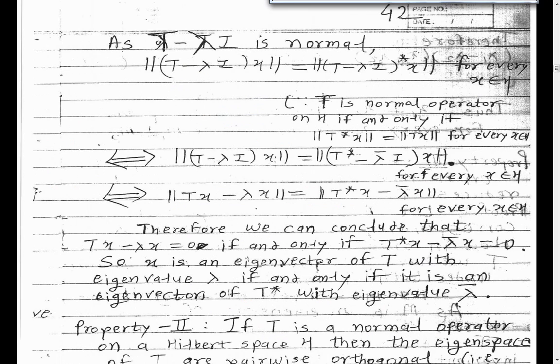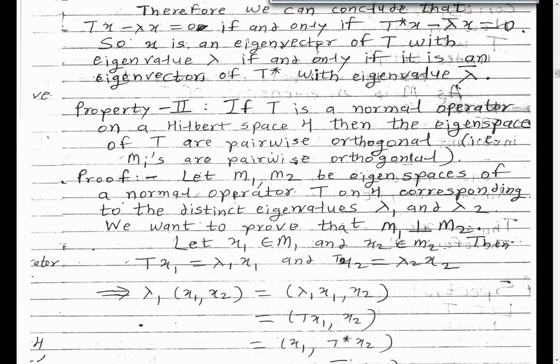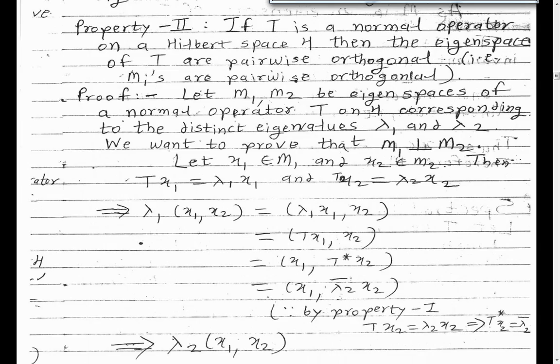Let us proceed to see the second property. So the second property is, if T is a normal operator on Hilbert space H, then eigenspaces of operator T are pairwise orthogonal. That is, the M_i's are pairwise orthogonal, where the M_i's are eigenspaces of operator T.